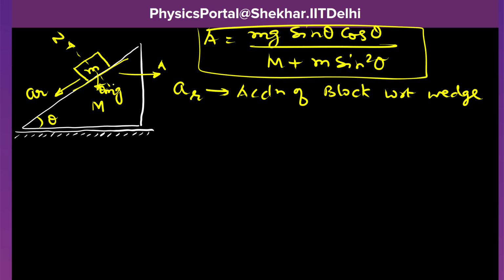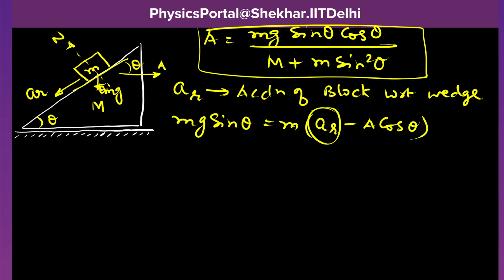So this angle is theta. So mg sine theta will be equal to m times AR minus, this angle will also be theta, so it will be AR minus A cos theta. From here we can find out AR as well because we already know capital A. Now this is how we have drawn the free body diagram with respect to the ground.